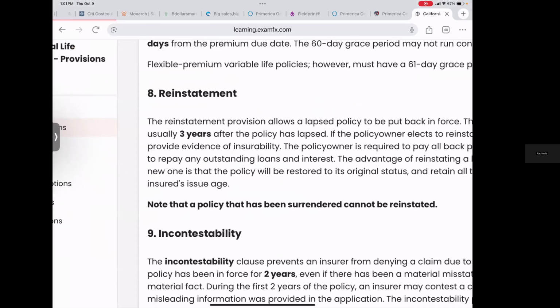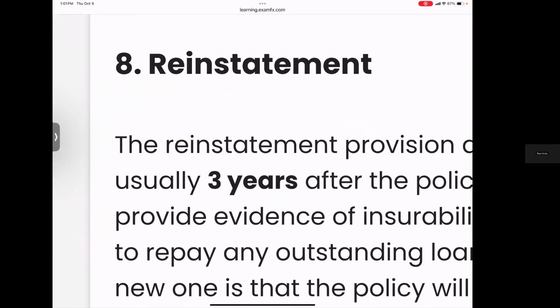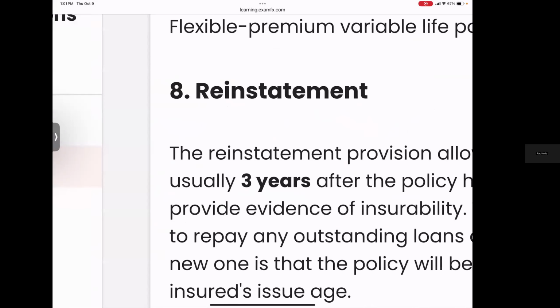Oh, look at the reinstatement. There's a 3-year reinstatement period. What do you mean? So that means you could reinstate it up to 3 years. After 3 years, you just write a new policy. Okay.